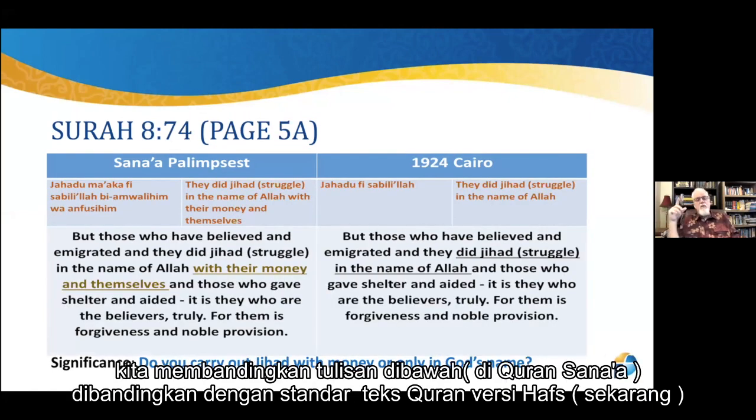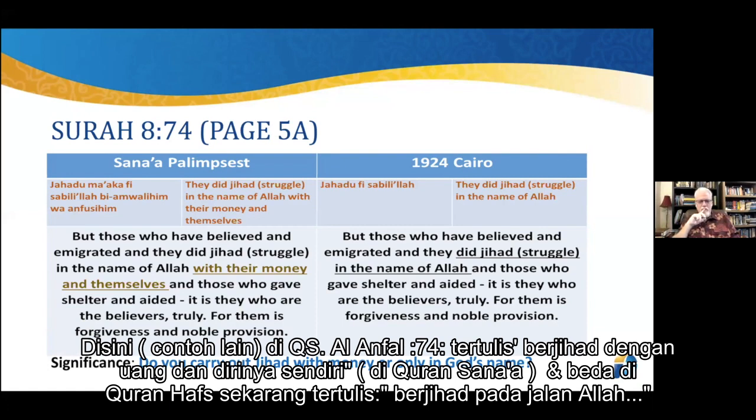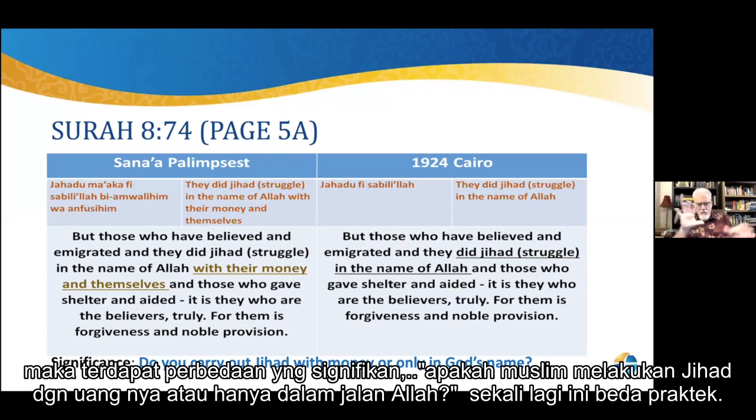The lower compared with the Hafs text. We're not looking at the upper and lower here. We're looking at the lower text variants compared with the Hafs text today. Here you have in chapter 8, verse 74, where it says you could struggle in jihad with their money themselves, or in the case of the text that we use today, did jihad struggle in the name of Allah only? Now, the significance between these two differences: do you carry out jihad with money or only in God's name? Again, that would change the practice.